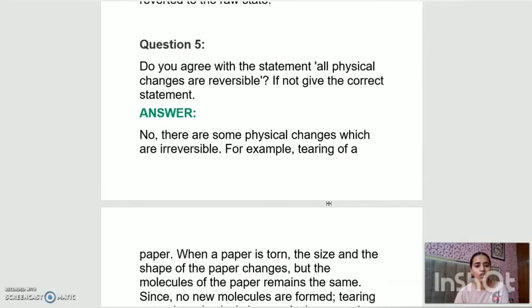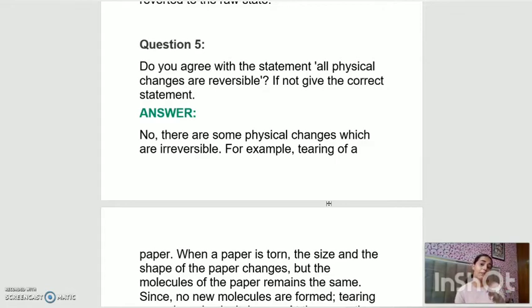Question number 5. Question 5 says, do you agree with the statement that all physical changes are reversible? Whatever the physical changes are occurring, a potter making a pot or breaking of a glass tumbler, are all those reversible? Can all those be reversed back? So if not, I have given you one example, that is breaking of a glass tumbler. Is that a reversible change? No, that is not a reversible change.